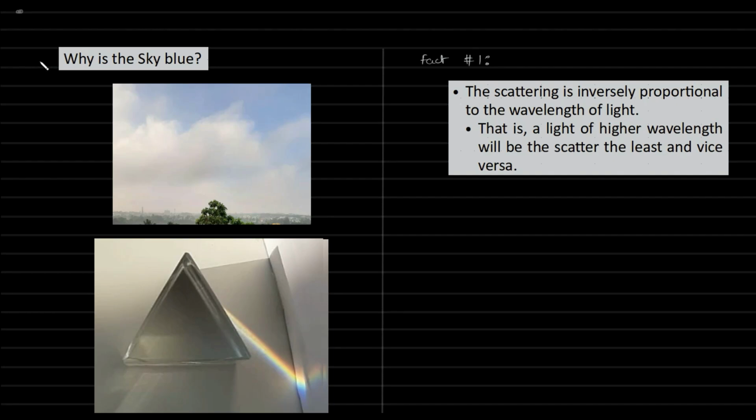So let's answer this question. Why is the sky blue? The main thing is it is because of dispersion.